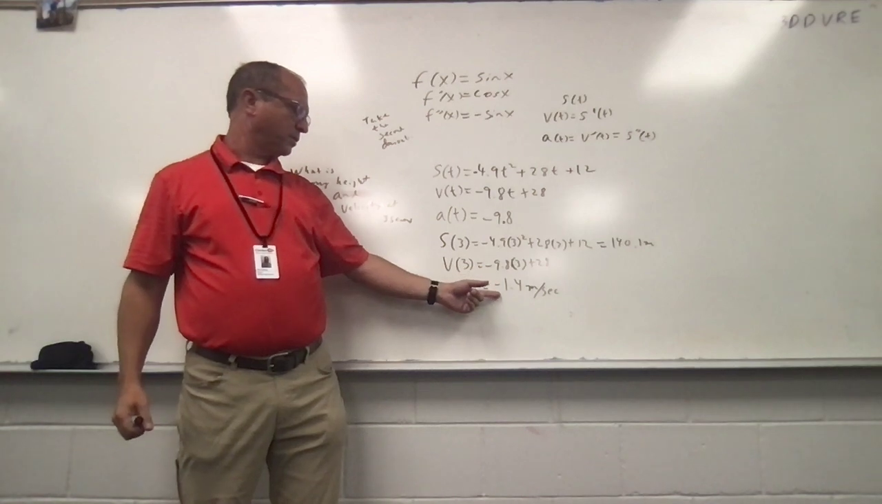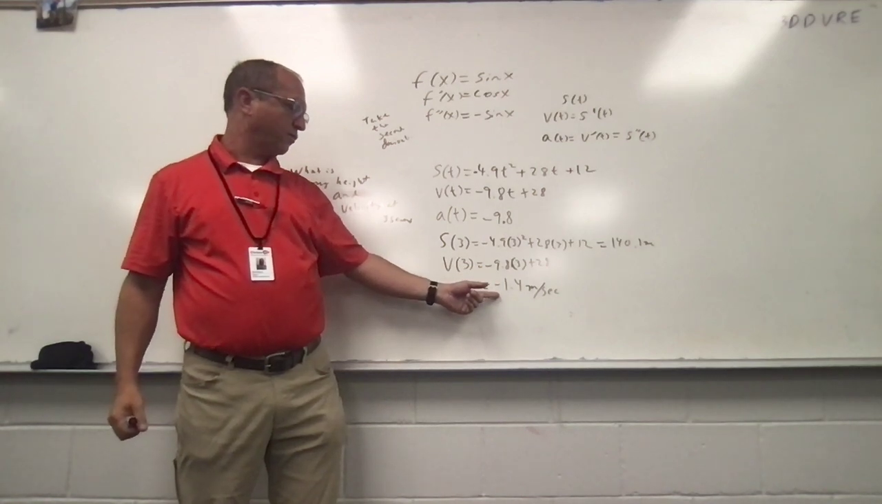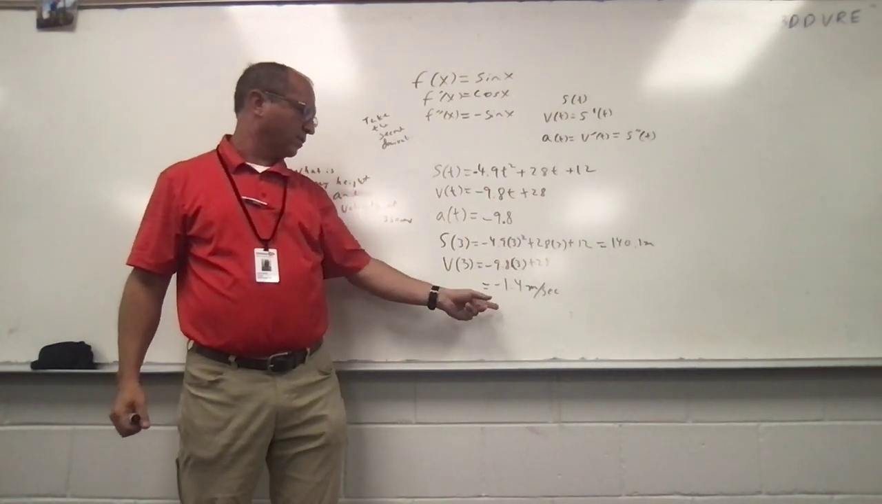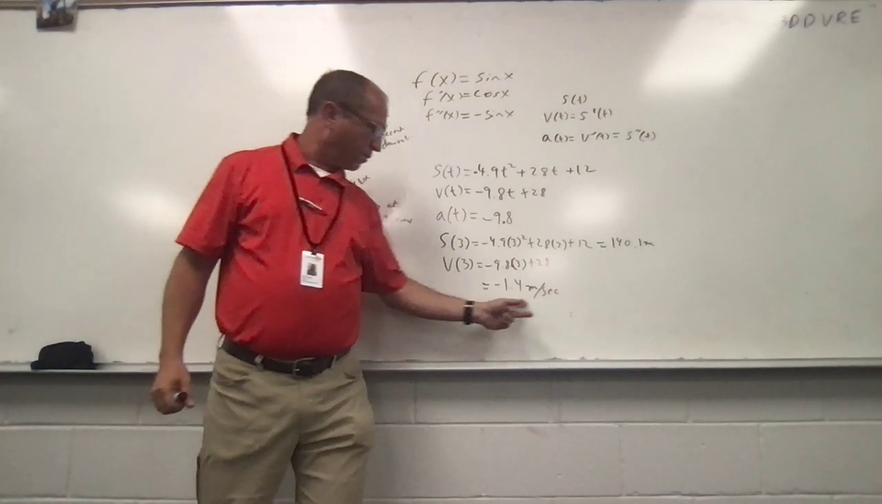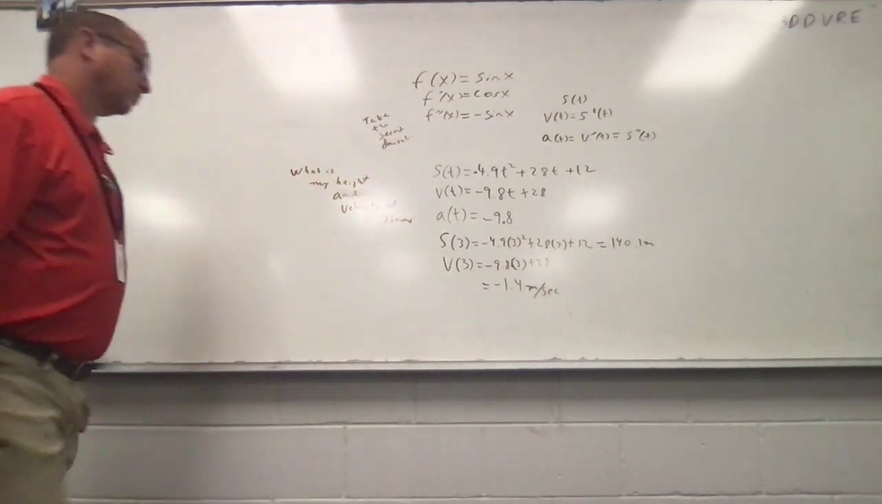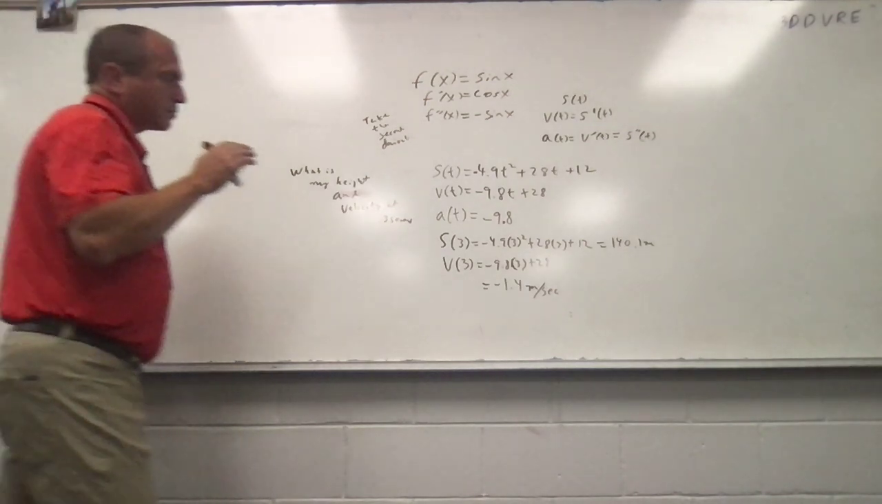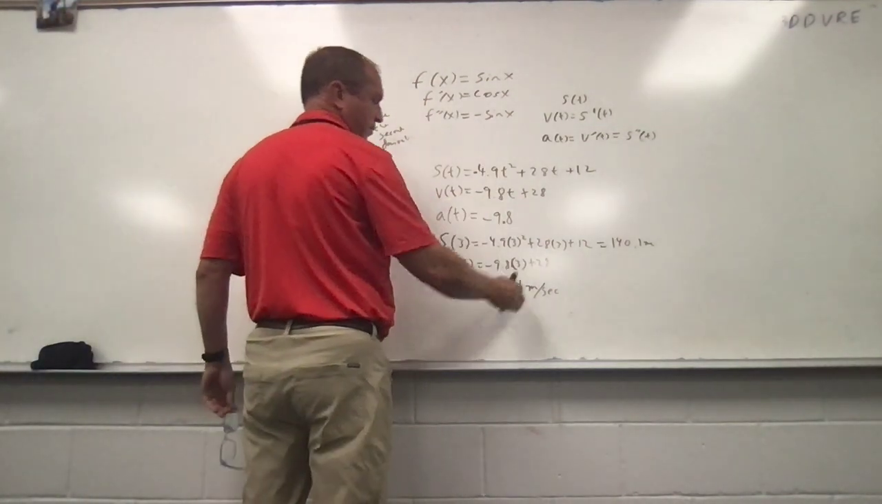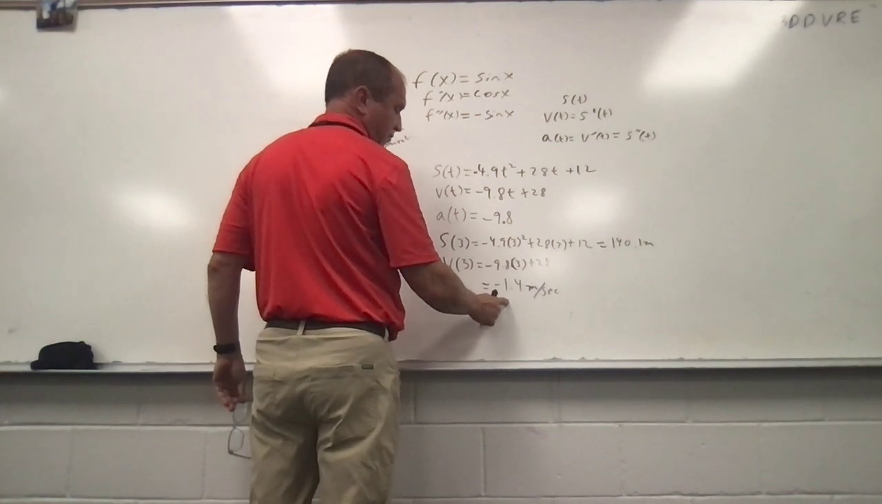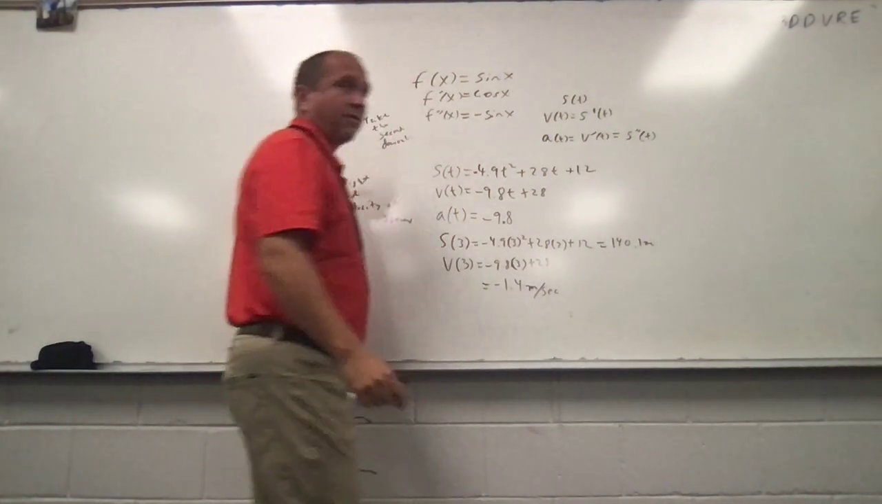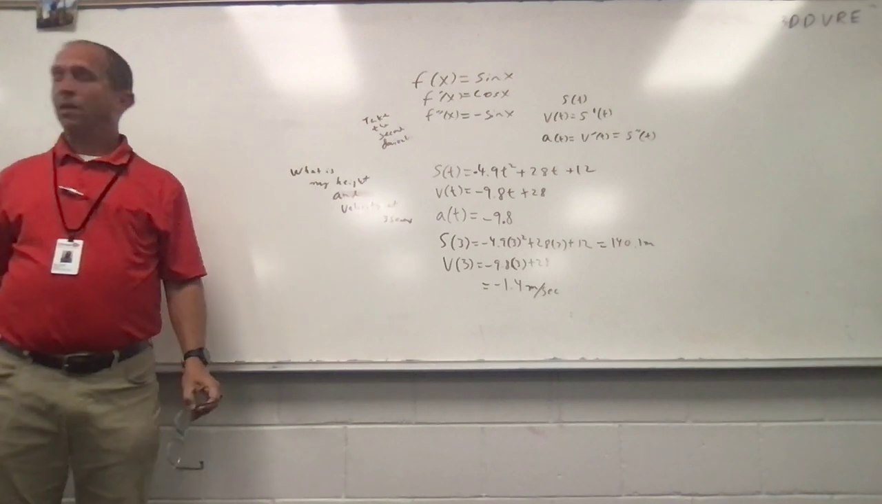Whether you're throwing it from the roof or from the ground, your velocity at 3 seconds would be that value. So the initial height does not affect the velocity.